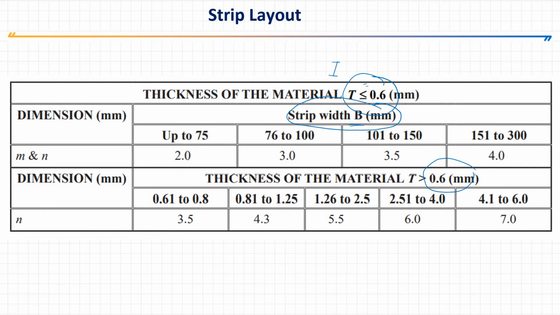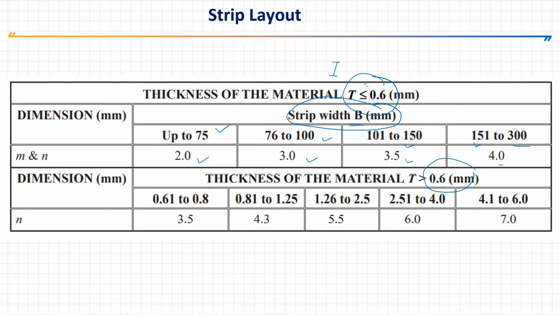So I will come to blank width. If blank width is up to 70 mm, up to 75 mm, that time the value of n will be taken as 2. When blank width will be 76 to 100 mm, then the value of n will be taken as 3. When blank width will be from 101 to 150, then the value of n will be taken as 3.5. And when the blank width will be from 151 to 300, that time the value of n will be taken as 4. So like this we can calculate the value of n when the sheet thickness is less than 0.6.